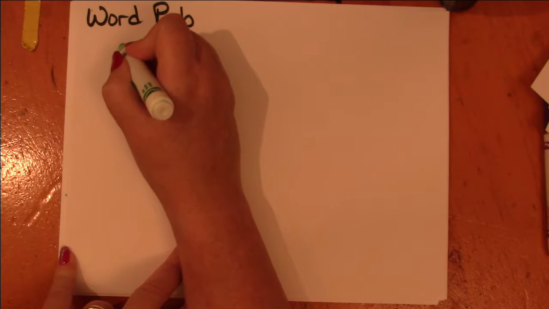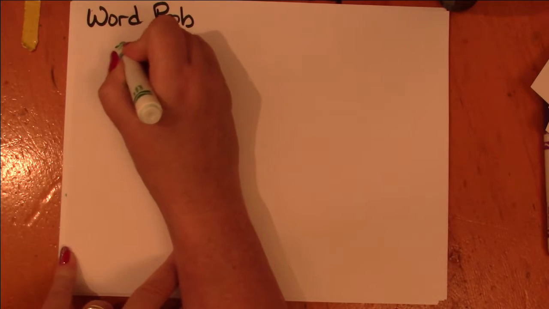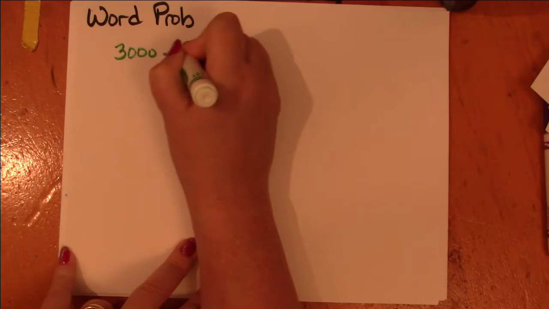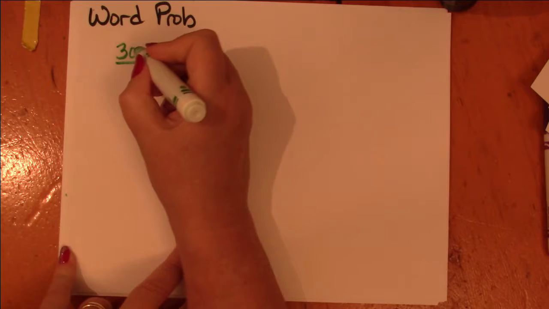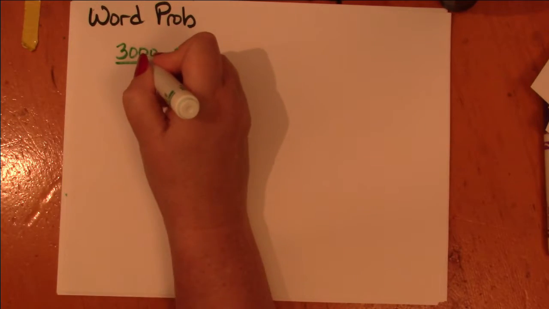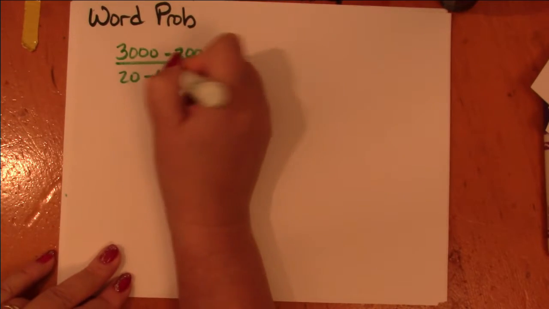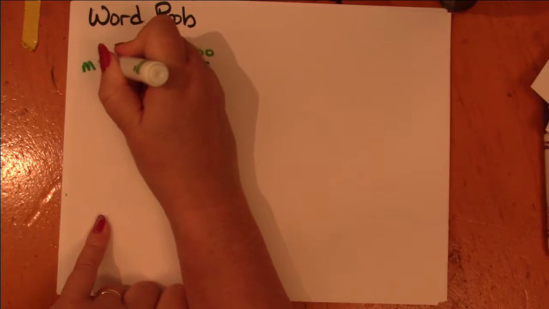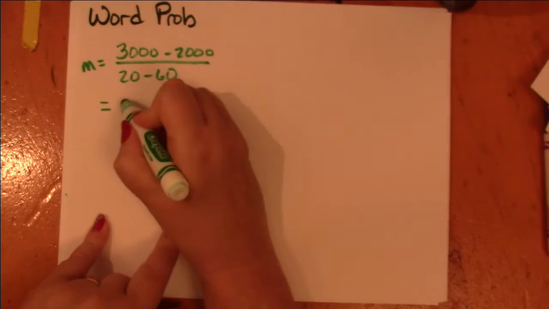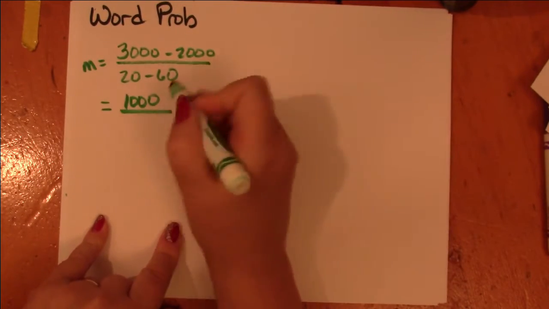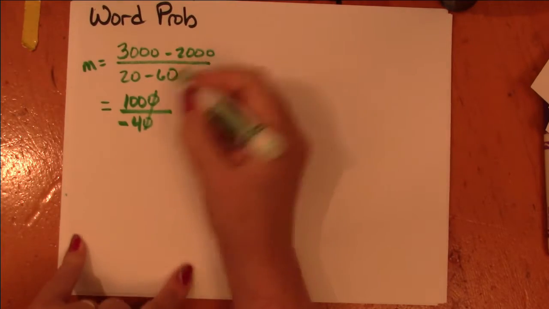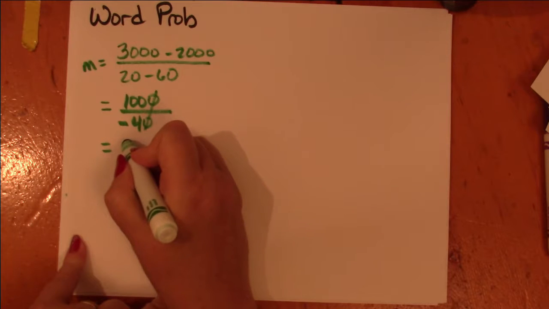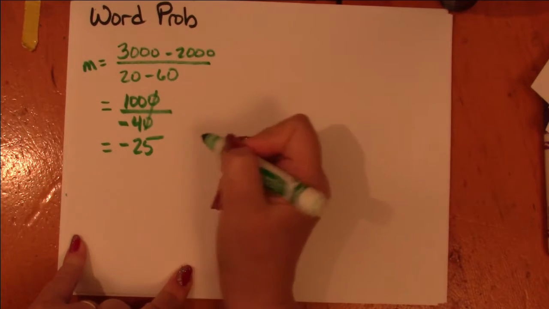We're going to look at our 2 points, and we're going to go 3,000 minus 2,000 divided by 20 minus 60. So we have 1,000 over negative 40, which gives us negative 25.